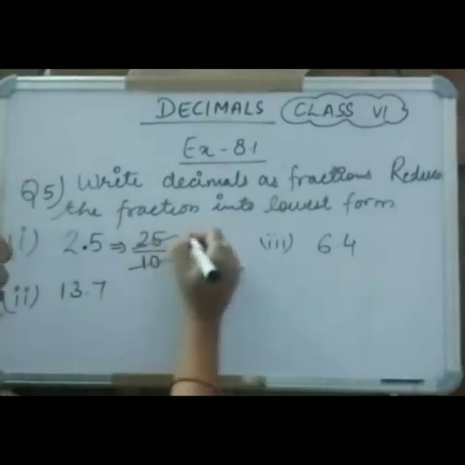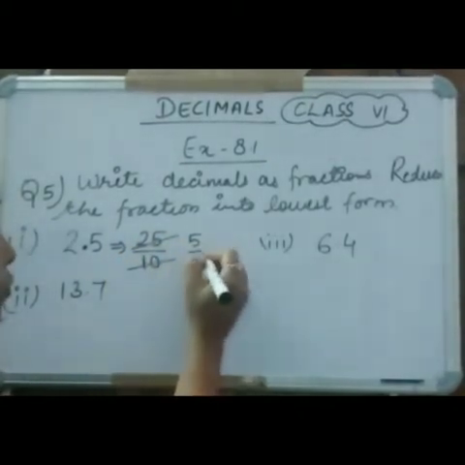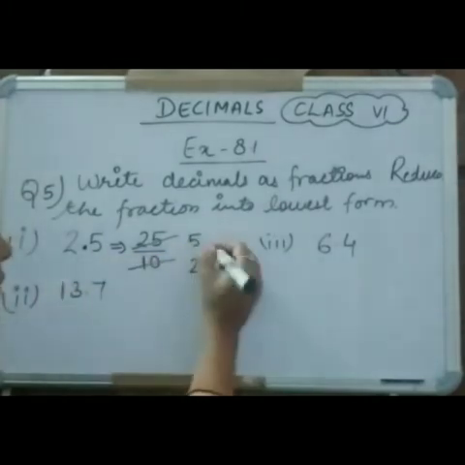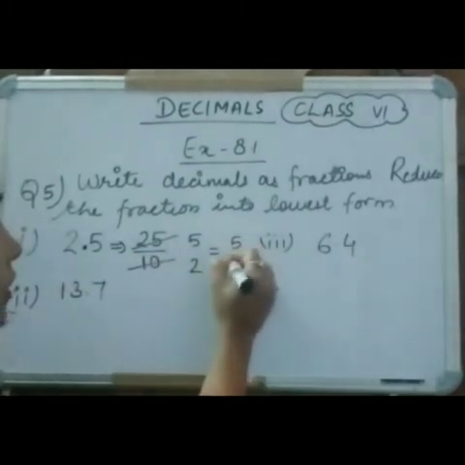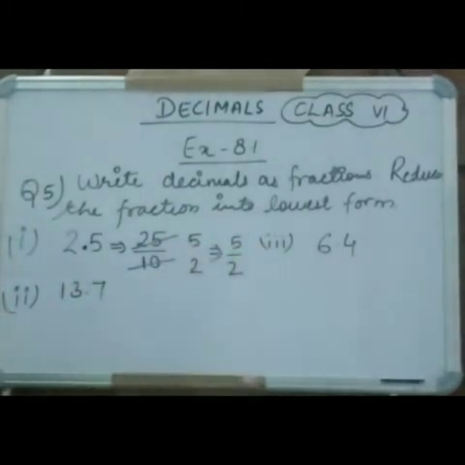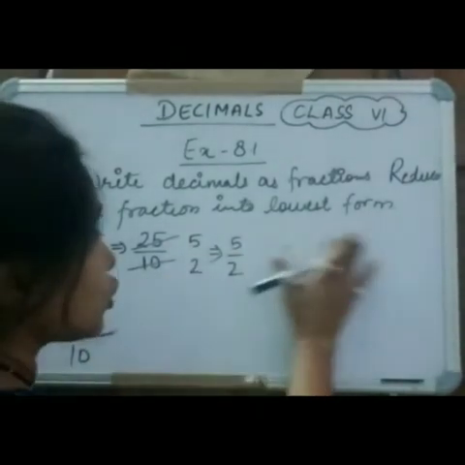Now 5 fives are 25 and 5 twos are 10. So here the lowest form is 5 upon 2. Getting? Now this one again, 137 upon 10. Now this cannot be reduced, so it will remain the same. We will keep it like this only. Now this one, it is 6.4 here.